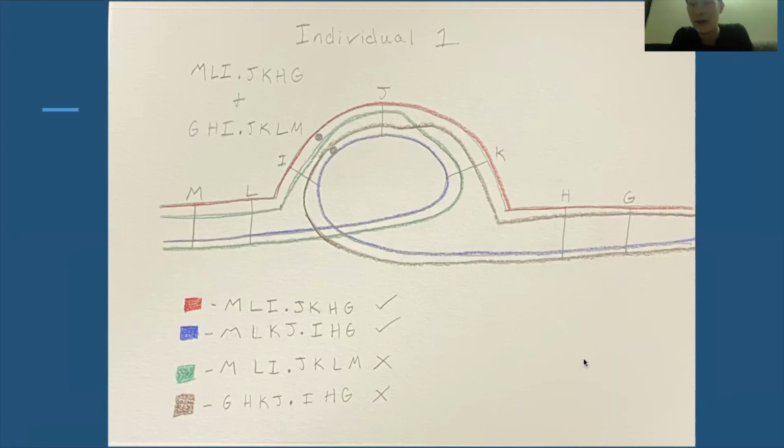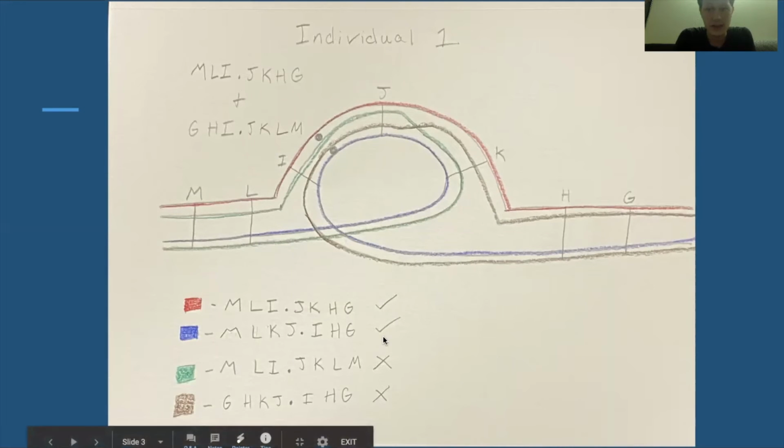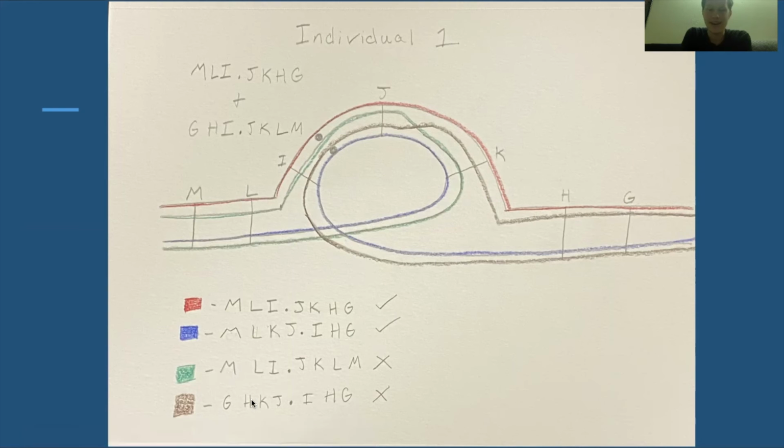So now we're going to talk about viability of these gametes. For a gamete to be viable, it needs a centromere as well as all the letters. And so you can see the top 2 are viable because nothing happens to them, but the bottom 2 are not because they both have a centromere, but they don't have all the letters. So this green one doesn't have an H and a G, and the bottom one, which is the brown one, does not have an M or an L, so those 2 are not viable.